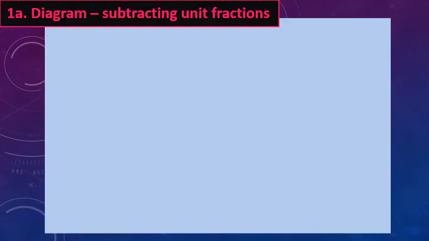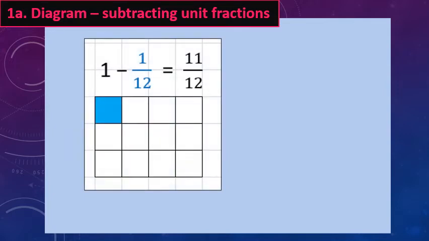Okay, so let's look at diagrams subtracting unit fractions. Today I'm going to be using the area model, which I showed yesterday. So here I've got one whole, which is 1, minus a unit fraction, which is 1/12. And I know it's a unit fraction because the numerator is 1. So what I do is I draw a shape, which here is a rectangle. I divide it into 12 equal parts.